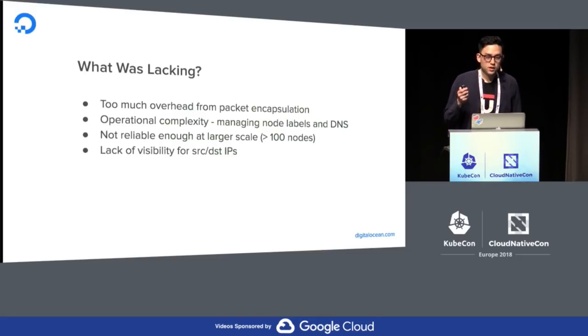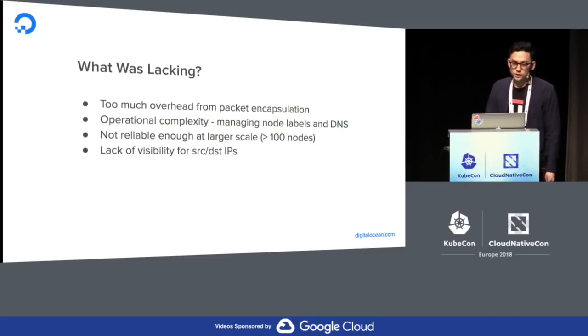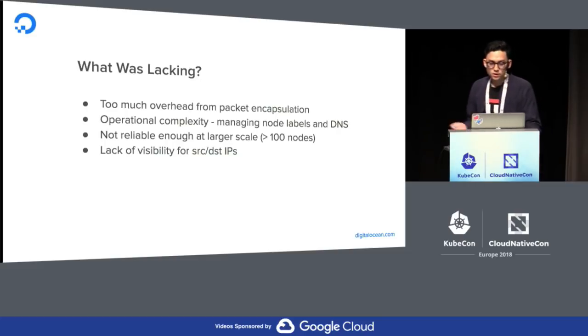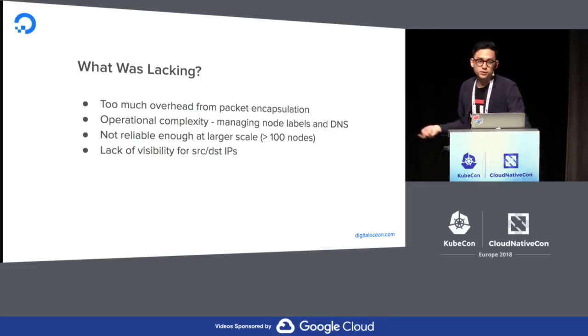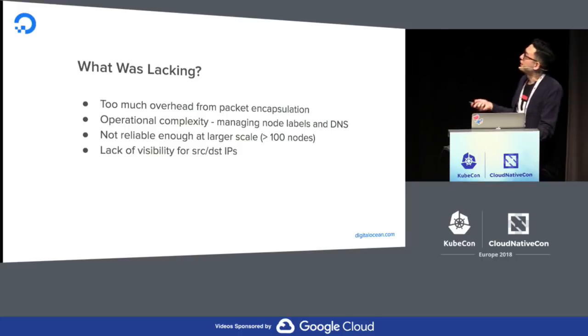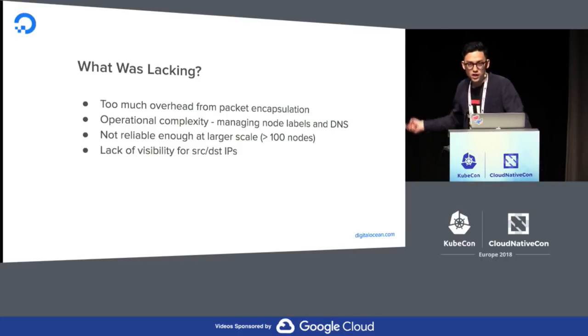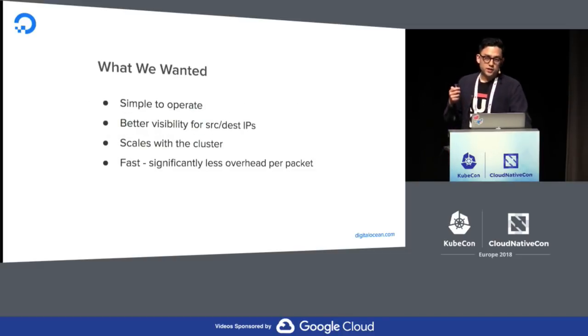So with all this in mind, what was lacking was that there was too much overhead from packet encapsulation. It was extremely operationally complex to manage these hacky node labels and DNS syncing. It wasn't reliable enough at a large scale. So once we had hundreds of nodes in a cluster and we lost an ingress, it actually affected a lot of applications in that cluster. And there was a lack of visibility for source and destination IPs. So what we wanted in this new network was something that was simple to operate, had better visibility for source and destination IPs, something that scales with the cluster.